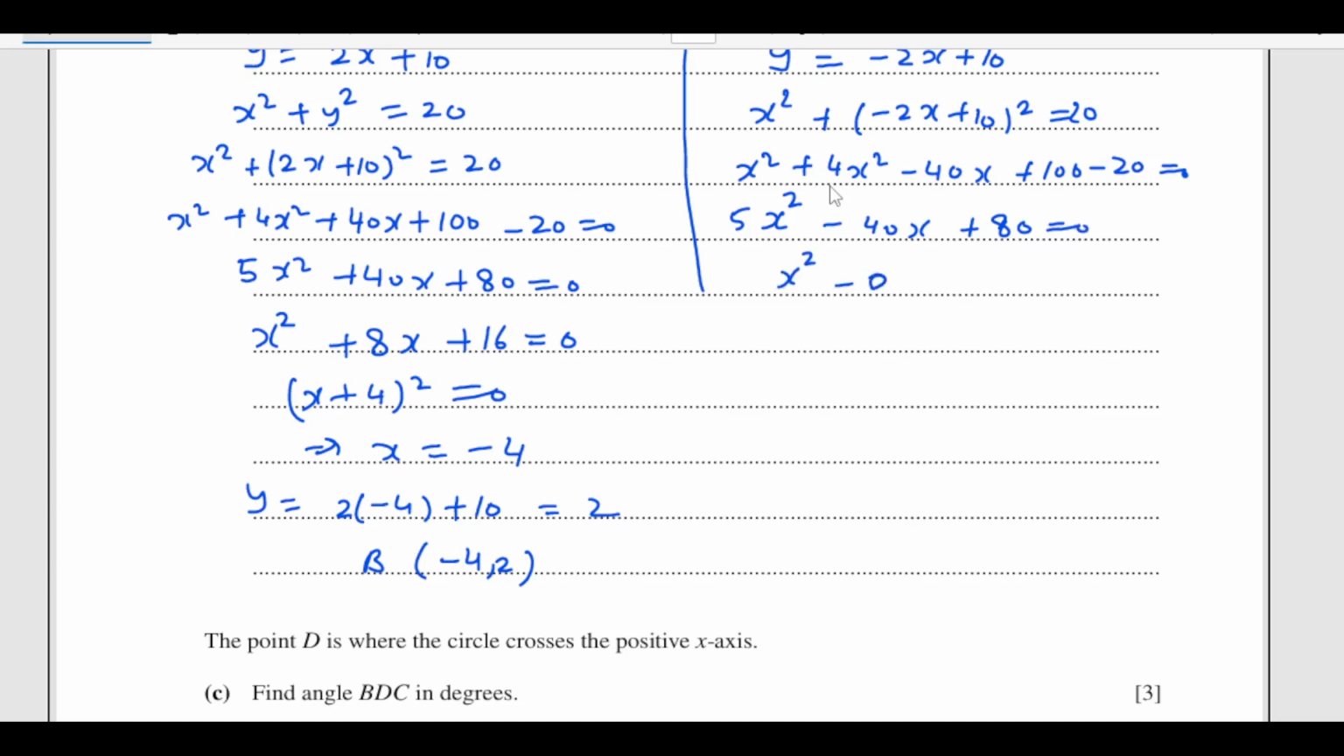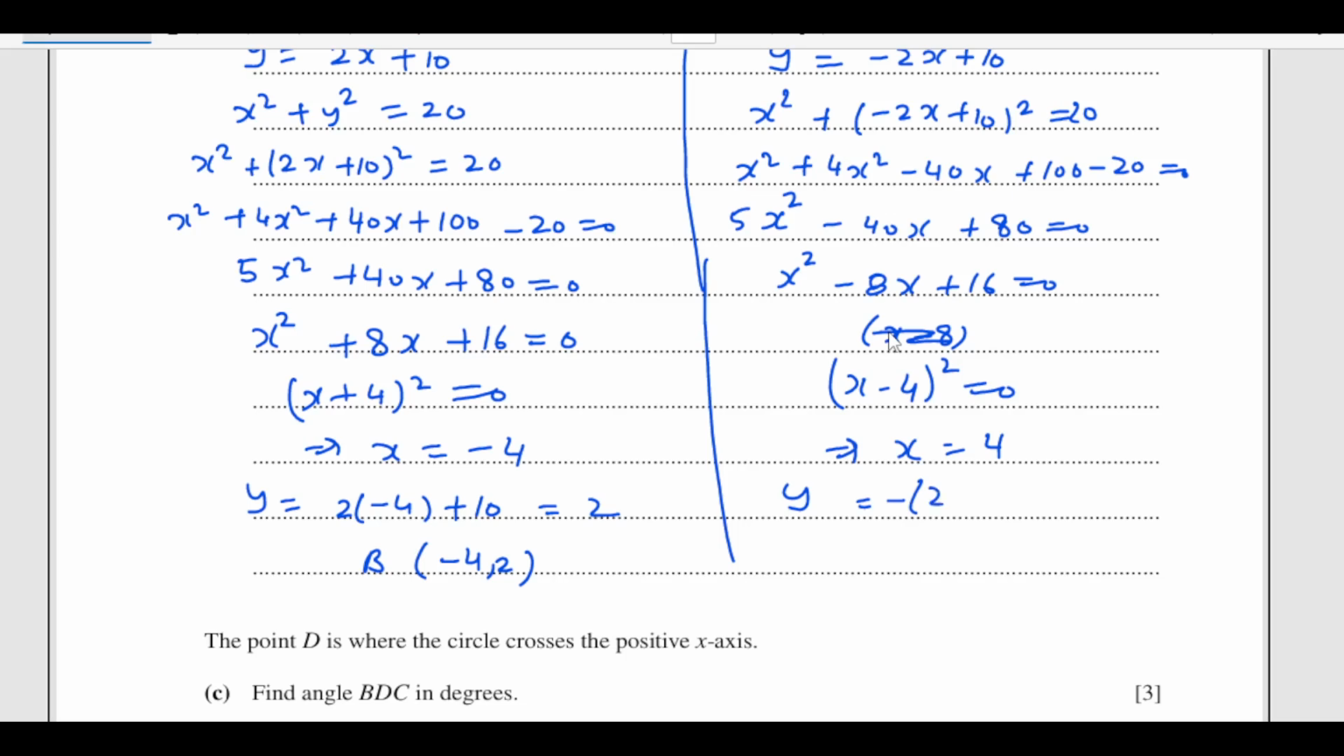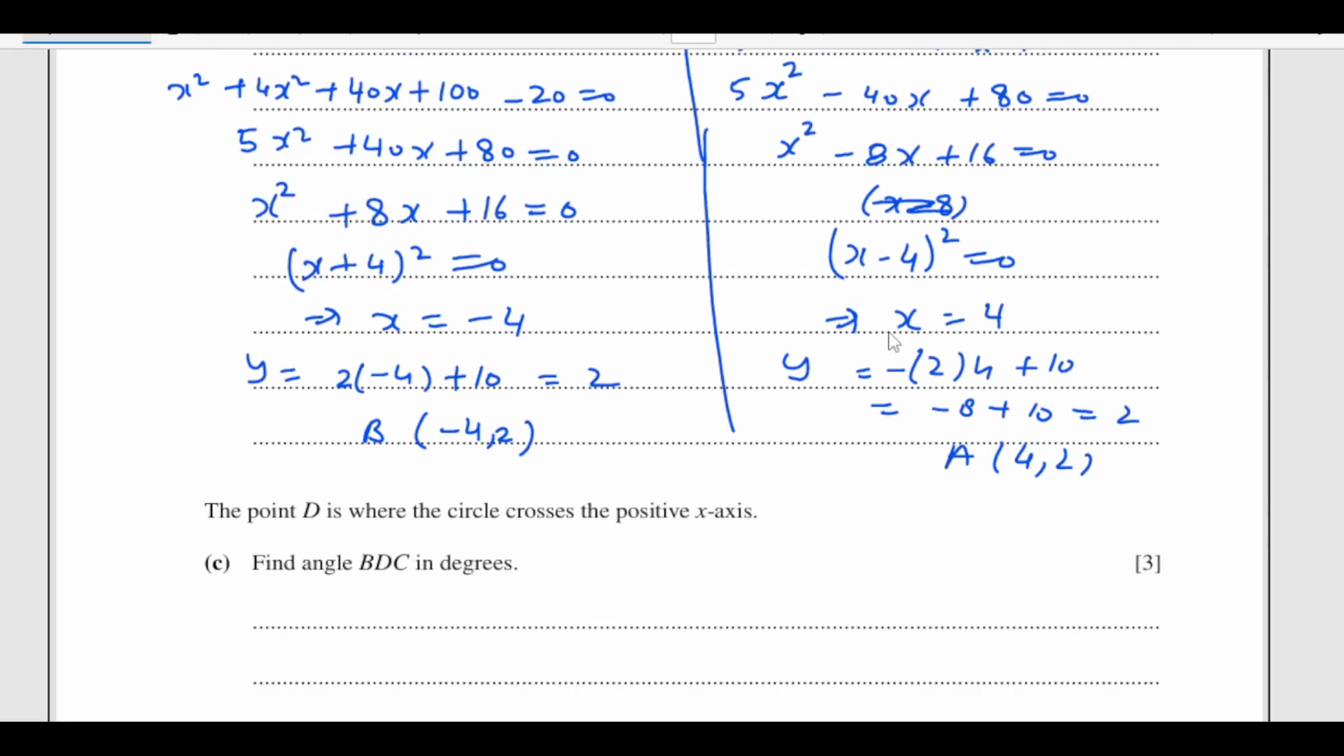So this gives us x minus 4 squared equals 0. So this gives us x equals 4. So y is going to be minus 2 times 4 plus 10. So this is negative 8 plus 10. This gives us the value 2. So point A is (4, 2). So this is 4 and 2, right?